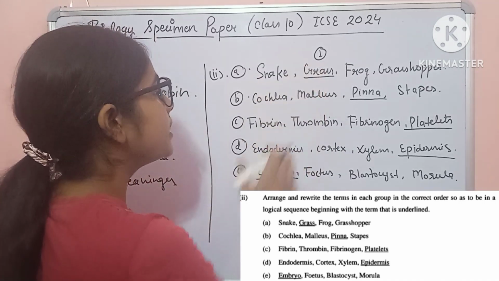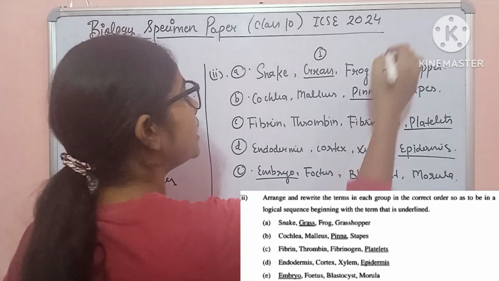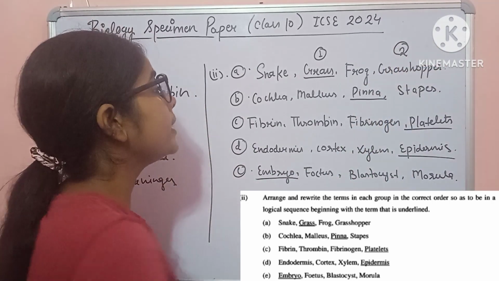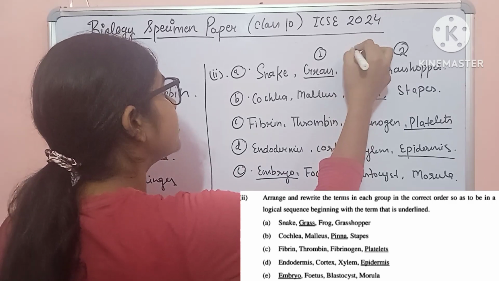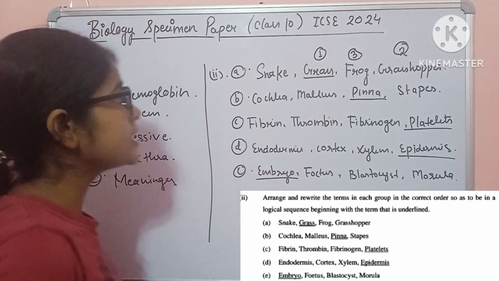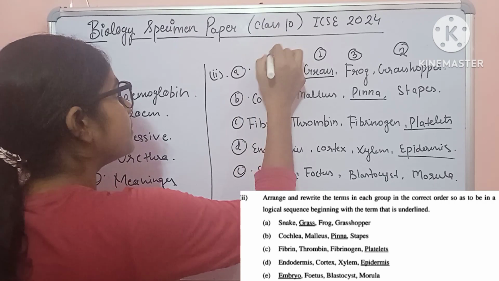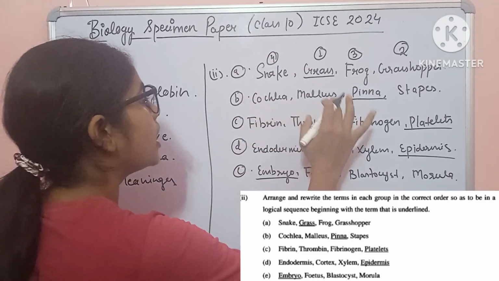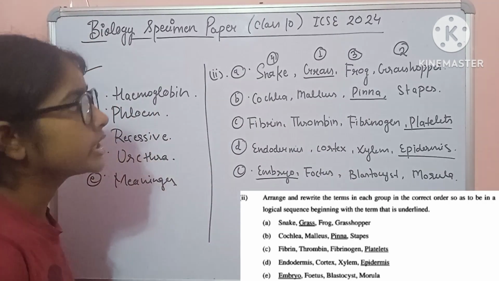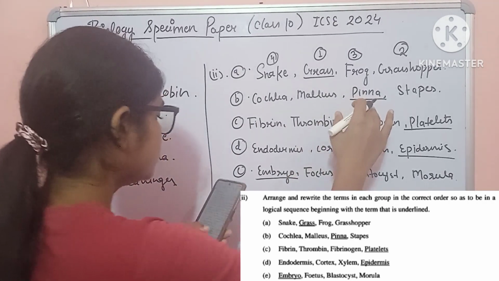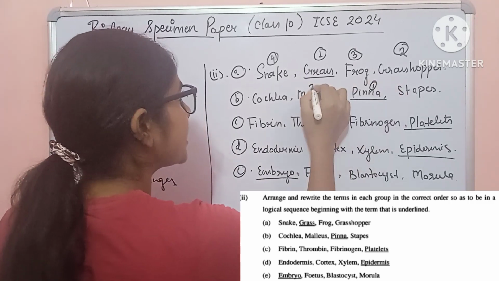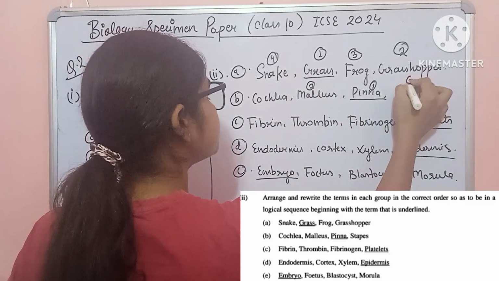So the first here will be grass, and the grass will be eaten by grasshopper. So grasshopper will be second, and grasshopper will be eaten by frog. So it will be third, and then frog will be eaten by snake. Okay. So it will be fourth. It's done. Now B. These all are parts of the ear. So you have to start from pinna. First pinna. Okay. Second malleus and third stapes.